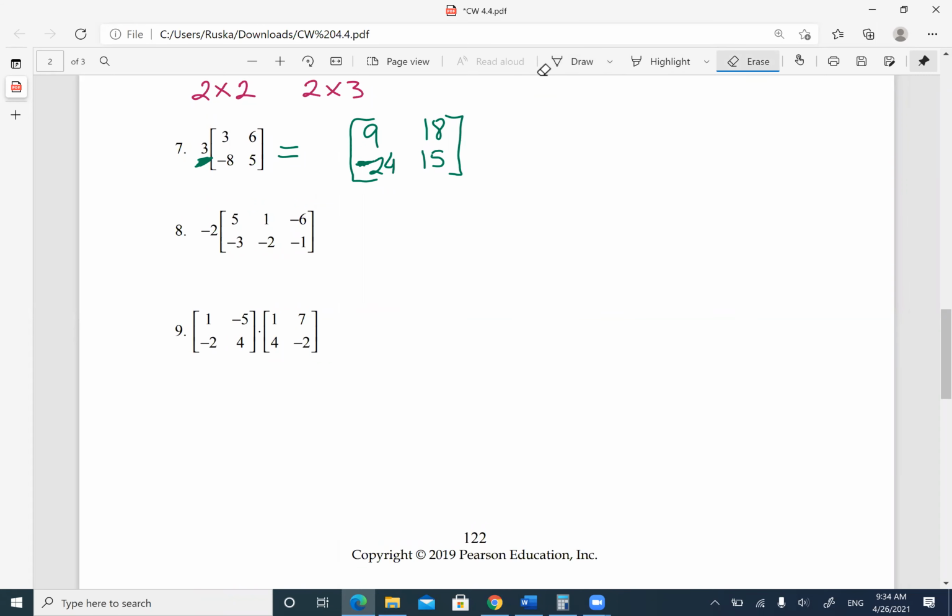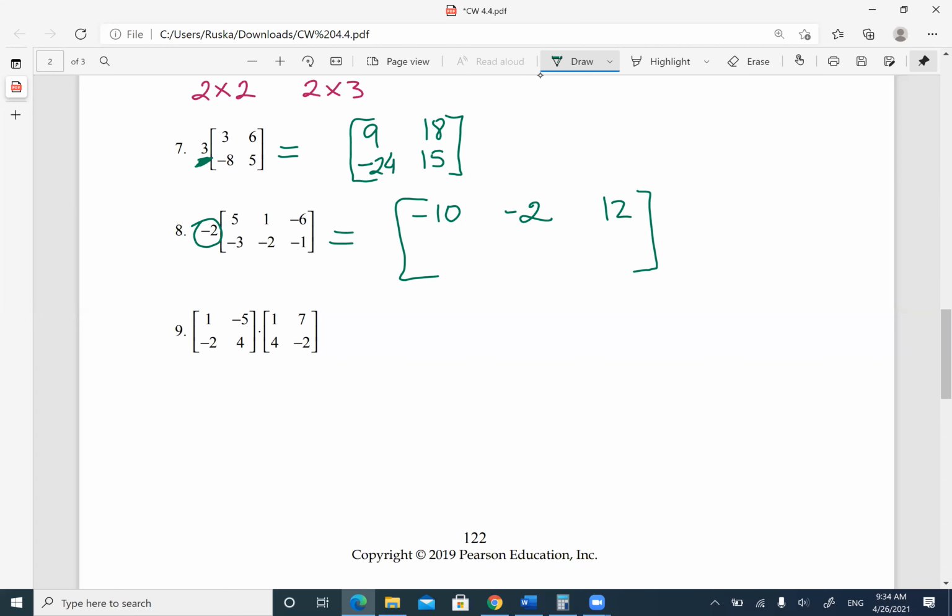Just distribute the, hold on. Trying to make this better, negative 24. Okay, then let's do the next one, the same idea, multiply. Now here, multiply by a negative number. When you multiply by negative, just keep in mind, be careful with the negative, always be careful with the negative. So negative 2 times 5 is negative 10. And then negative 2 times 1 is negative 2. Negative 2 times negative 6 is going to be positive 12.